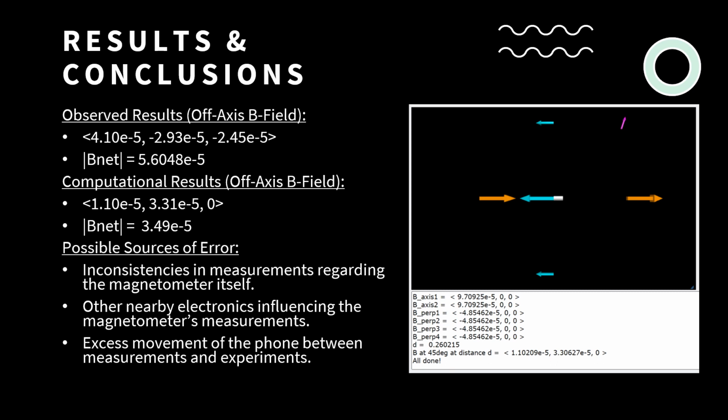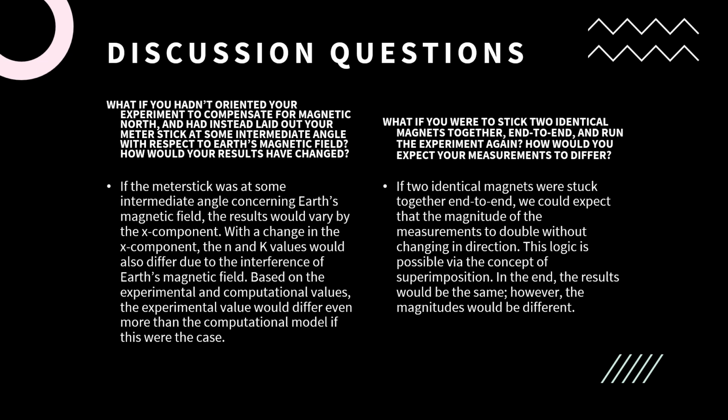The possible sources of error include inconsistencies in measuring regarding the magnetometer itself, other nearby electronics influencing the magnetometer's measurements, and excess movement of the phone between measurements and experiments. If the meter stick was at some intermediate angle containing Earth's magnetic field, the results would vary by the x component. With a change in the x component, the n and k values would also differ due to the interference of Earth's magnetic field. Based on the experimental and computational values, the experimental value would differ even more than the computational value if this were the case.